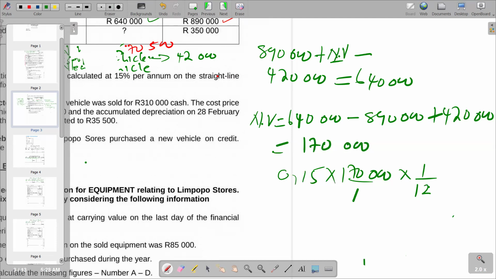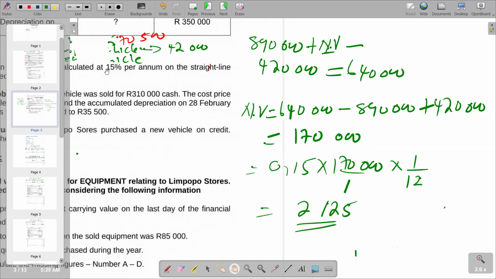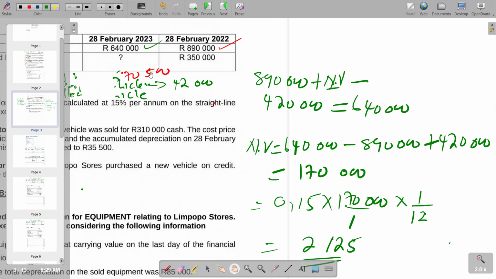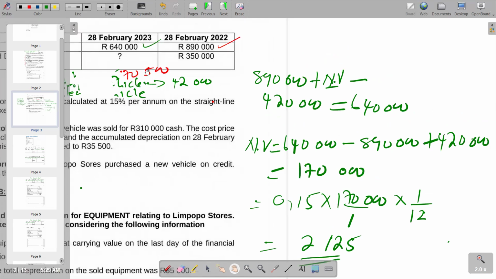So we calculate it like that. You're going to get your answer is 2,125. So this is depreciation for the new vehicle. So to get total depreciation now, we are adding all the depreciation that we have. Remember we have 70,500 as the depreciation for the old vehicles that were there for the whole year, plus the disposed vehicle is 42,000, plus 2,125 for the new vehicle.